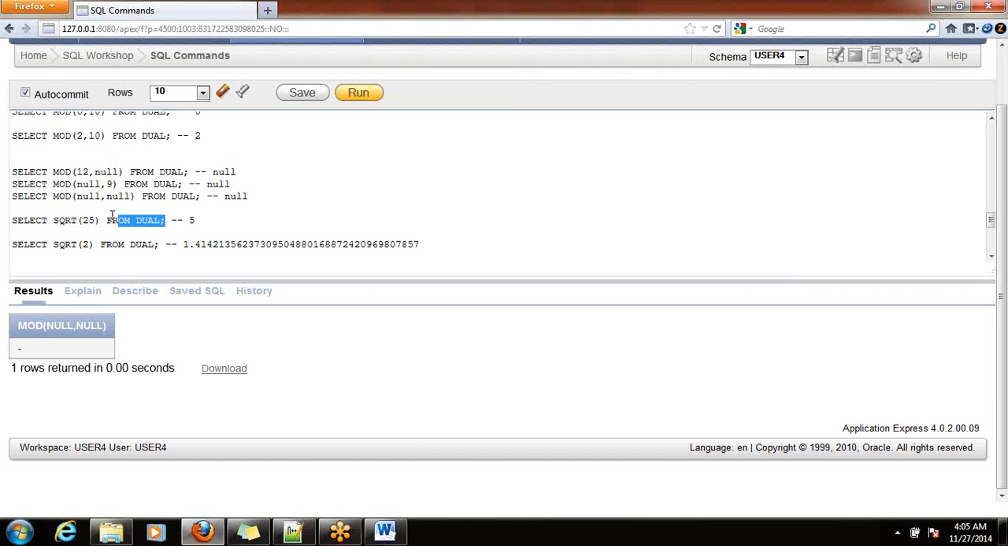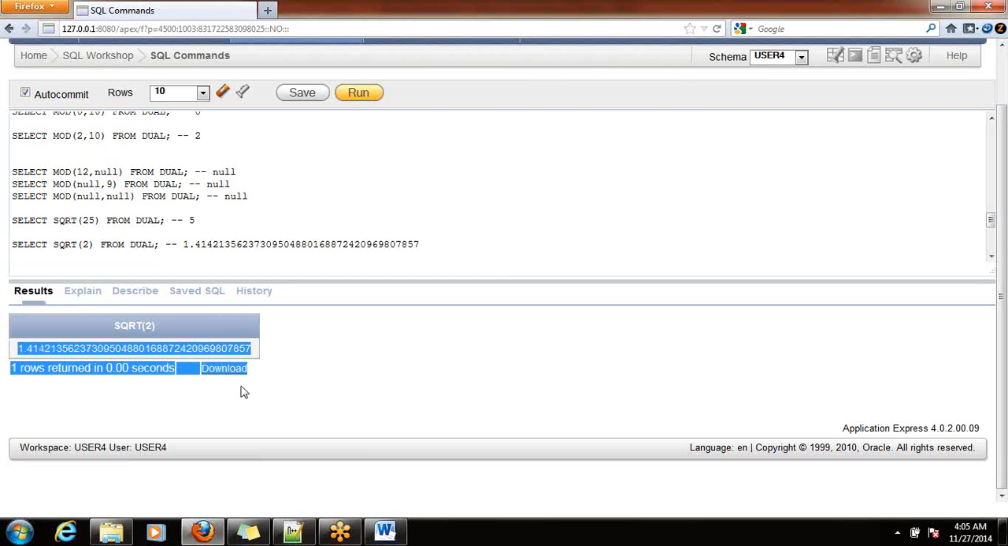And here, square root of a number. Square root of 25 is 5. Square root of 2 is 1.4 something.